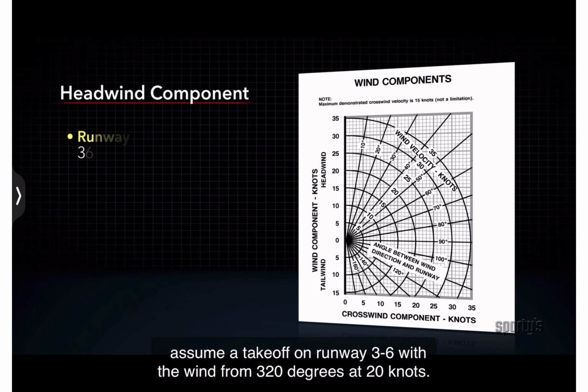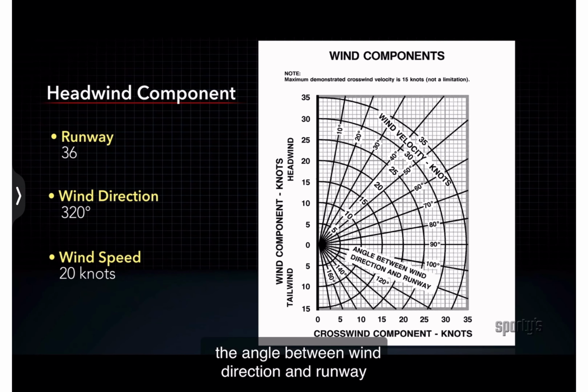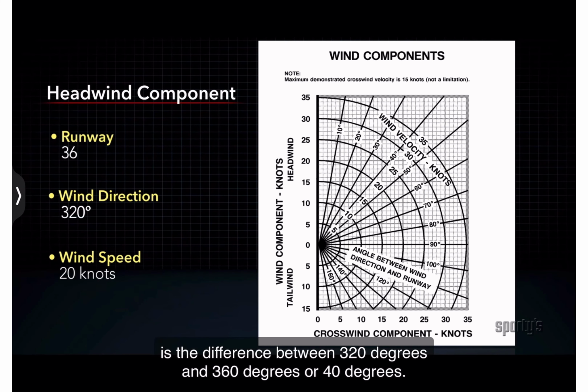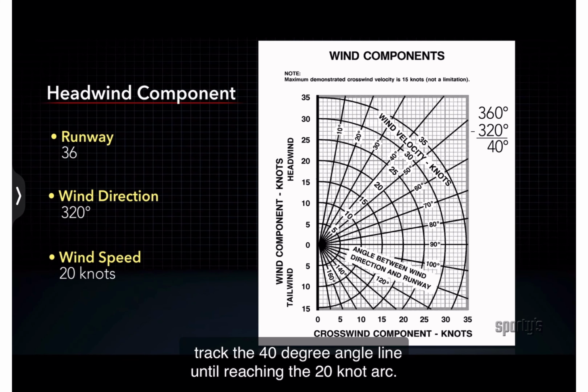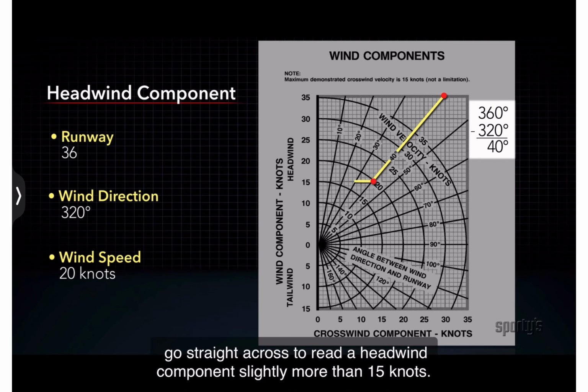Assume a takeoff on runway 36 with the wind from 320 degrees at 20 knots. What is the headwind component? The angle between wind direction and runway is the difference between 320 degrees and 360 degrees, or 40 degrees. Track the 40-degree angle line until reaching the 20-knot arc. Go straight across to read a headwind component slightly more than 15 knots.